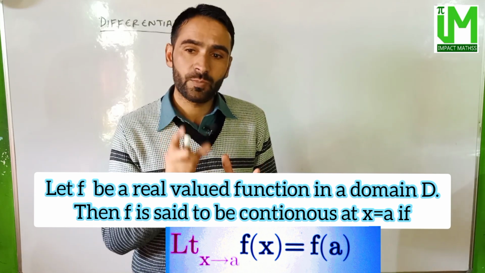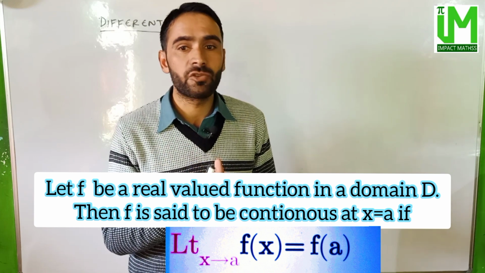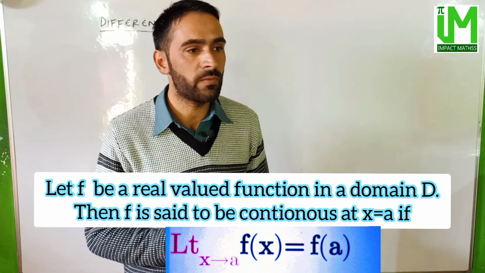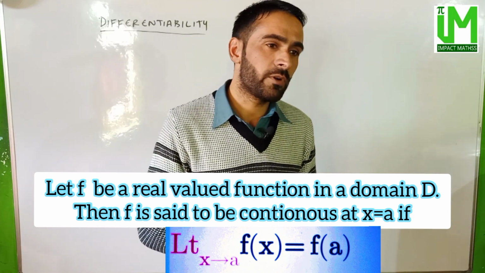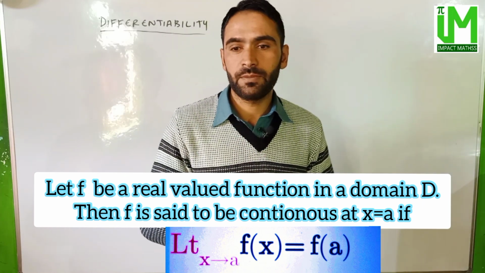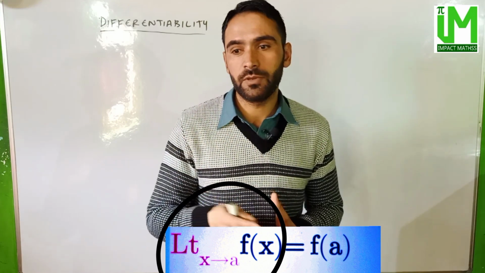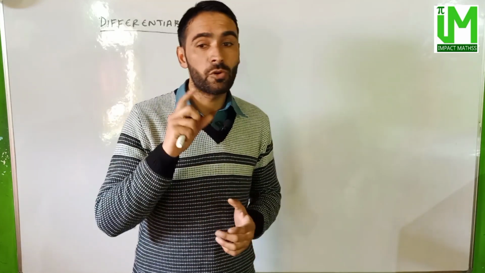That means at that point the limit of the function should be equal to the value of the function. So limit x approaches a, f of x has to be equal to f of a, which means the limit on the left hand side has to exist and that should be equal to the value of the function at that very point. And we say a function is continuous throughout its domain.